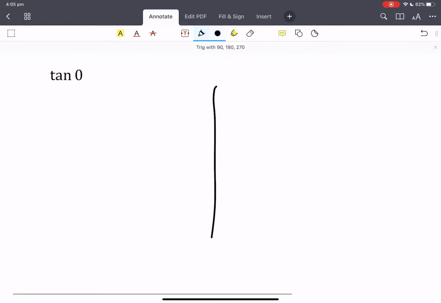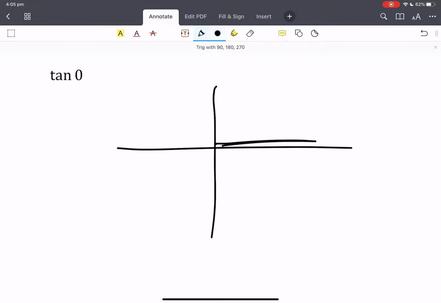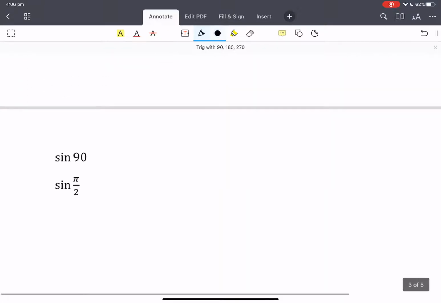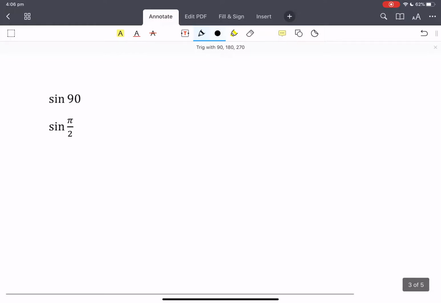Tan 0. There's my terminal ray. Tan is the slope of a line. What's the slope of that thing there? That slope is 0. So tan 0 is 0. Okay, let's get to 90. Hopefully we can get a little bit faster.